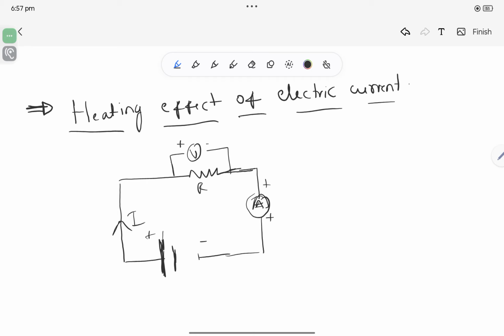Why does this word heating come here? We know that we use cell phones, TV and other devices daily. If you use them continuously for a few hours, they will get heated.